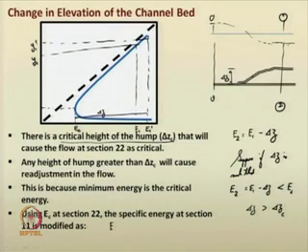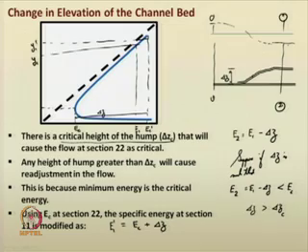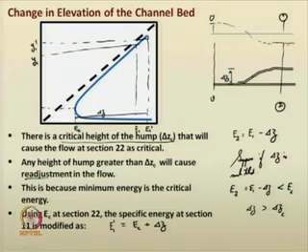So, using EC, you will get E1 dash is nothing but equal to EC plus whichever height of the hump is being given. That way you need to modify the specific energy at section 1, that is the procedure. If you modify the specific energy at section 1, that implies that the depth of the flow at the upstream section is modified. So, that is how the flow gets readjusted when it encounters a hump whose height is greater than the critical height of the hump.